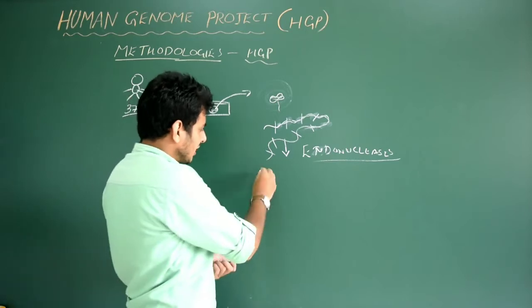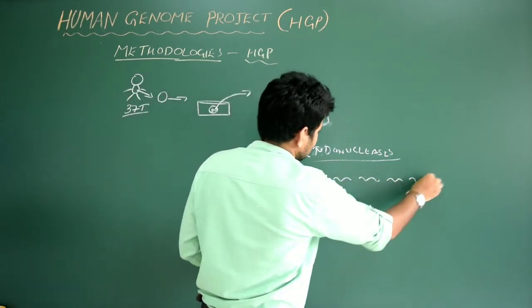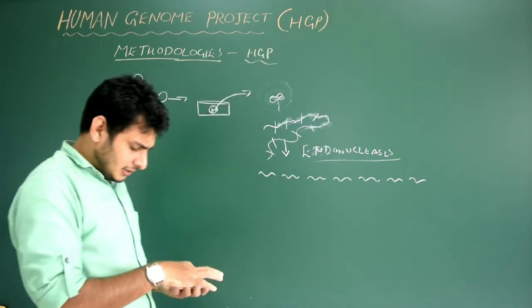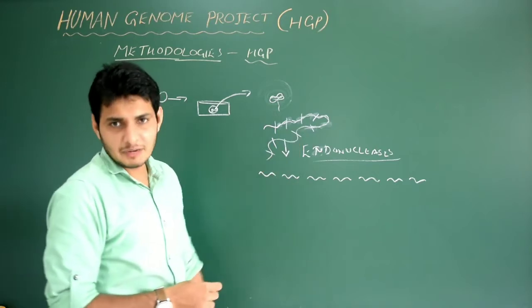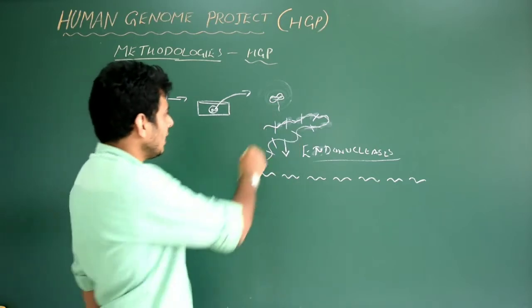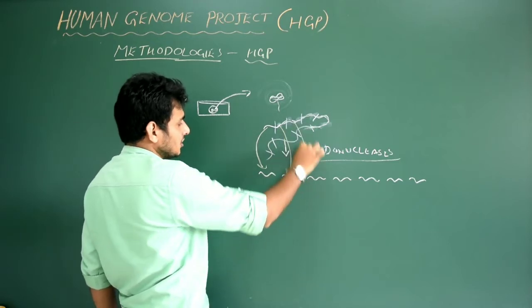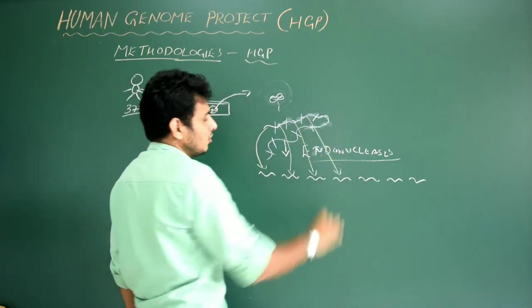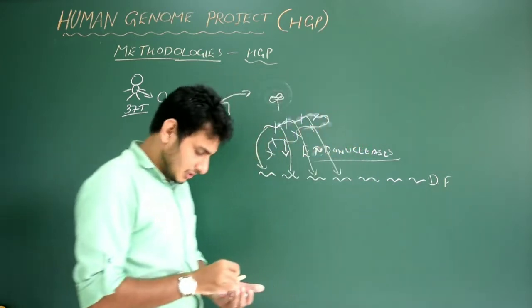Here I got the fragments after treating with the endonucleases like this. But one thing to remember is that all these fragments are entirely different, because they are different segments of the DNA, correct? I have got only one segment, that is this, and this segment is here, this segment is here, like this. So I have got DNA fragments. Let me write: DNA fragments after treating with endonucleases.